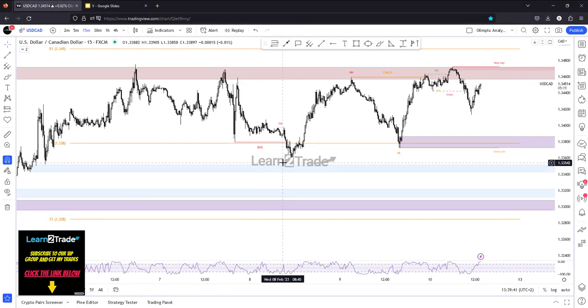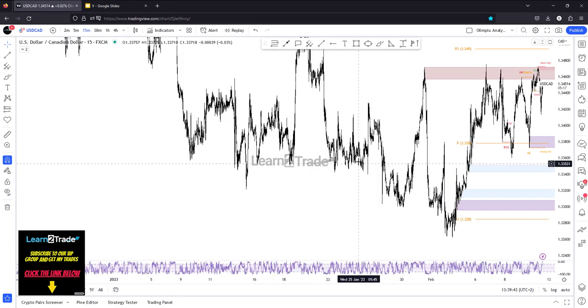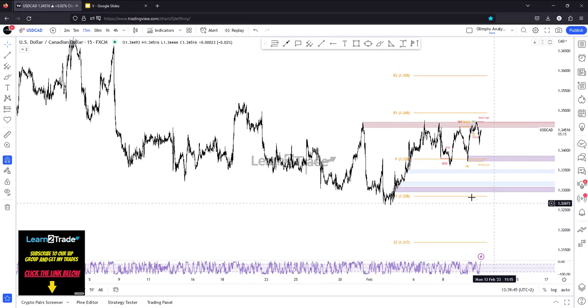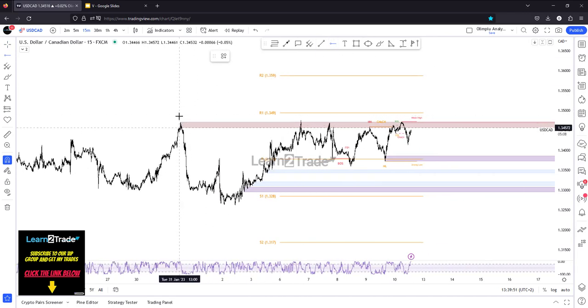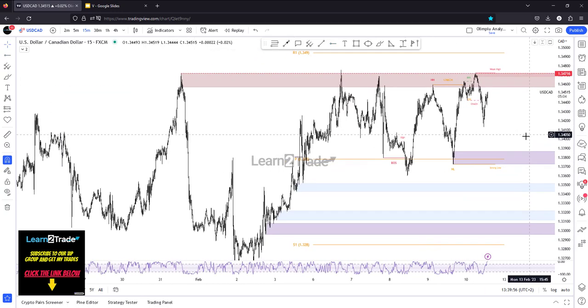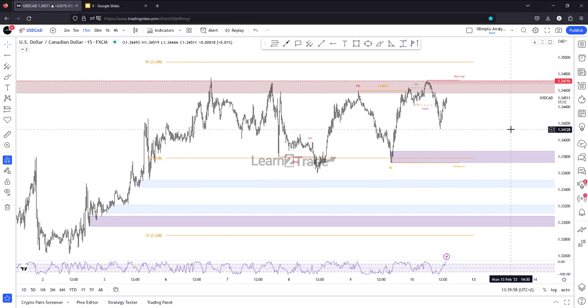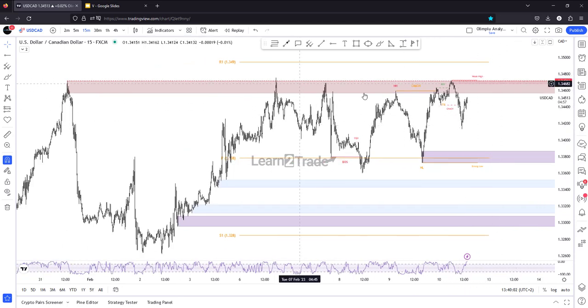So let's take a look here. US dollar versus the Canadian dollar. One moment, because I will place a level here. I will use this former high as key level resistance, 1.3471. Okay, supply zone here.